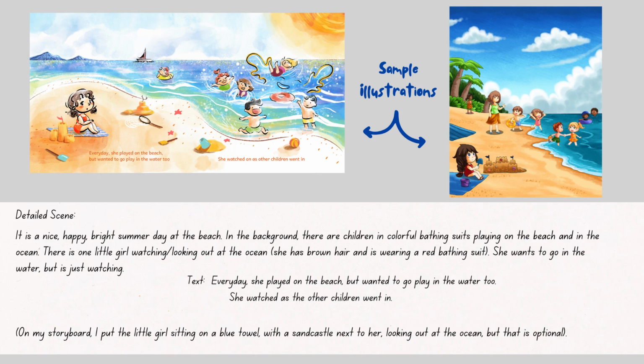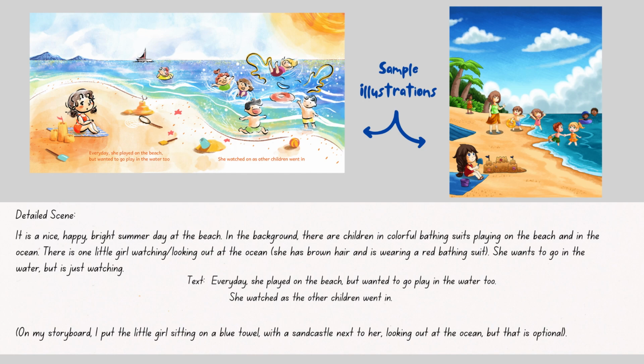The scene read this: "It is a nice, happy, bright summer day at the beach. In the background, there are children in colorful bathing suits playing on the beach and in the ocean. There is one little girl watching/looking out at the ocean. (She has brown hair and is wearing a red bathing suit.) She wants to go in the water, but is just watching."